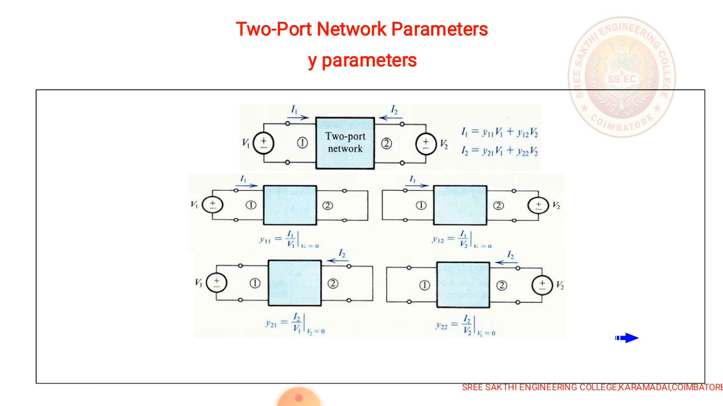So in general, from this two-port network we can find the currents I1 and I2. I1 can be written as Y11 into V1 plus Y12 into V2. The second current I2 is equal to Y21 into V1 plus Y22 into V2.